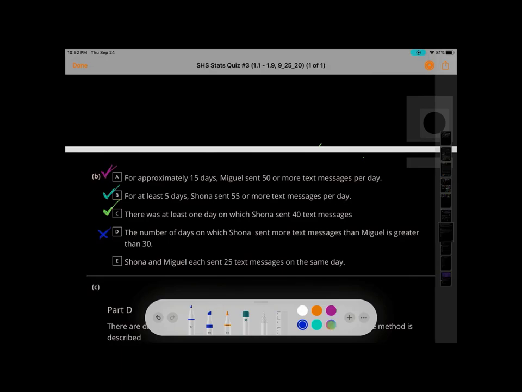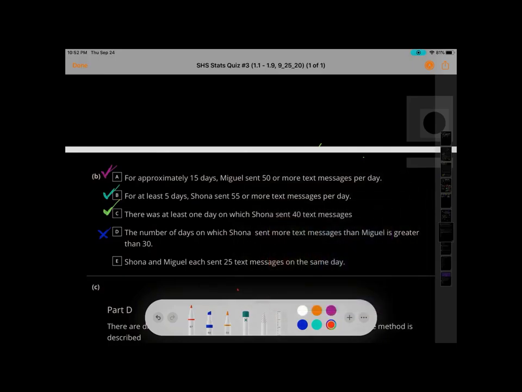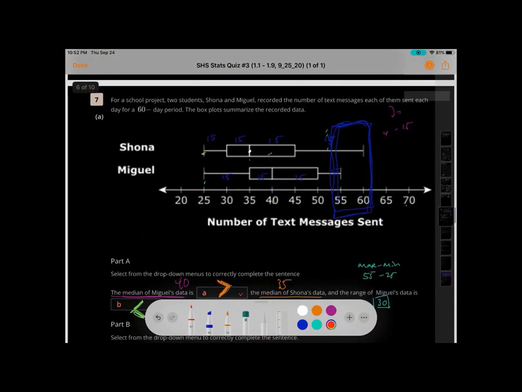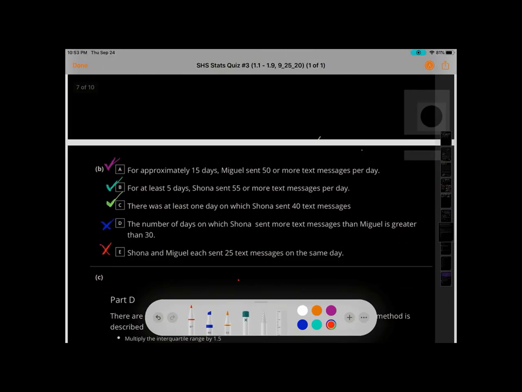And then the last one, what color do I have? It's red. Shona and Miguel each sent 25 messages on the same day. Okay, here's the hard part. Although you're looking at this and you're saying, of course, they both have a minimum of 25, you're not sure on which day it is. All you know is that one day they sent 25. So that would be false. So the 3 that I would pick as my answer would be A, B, and C is true.